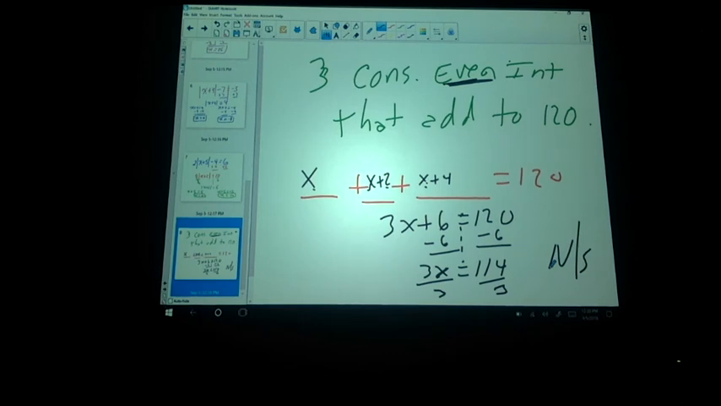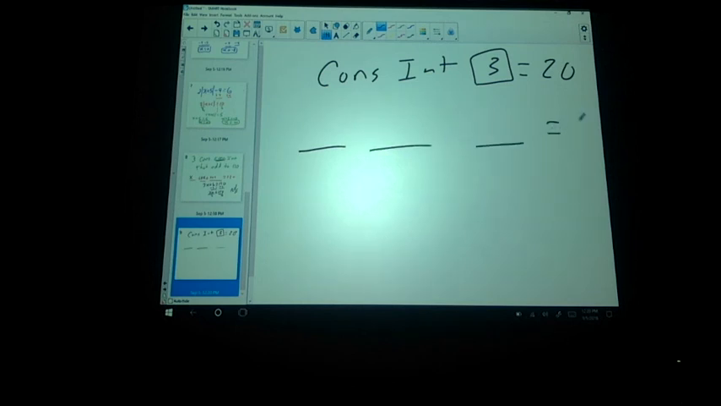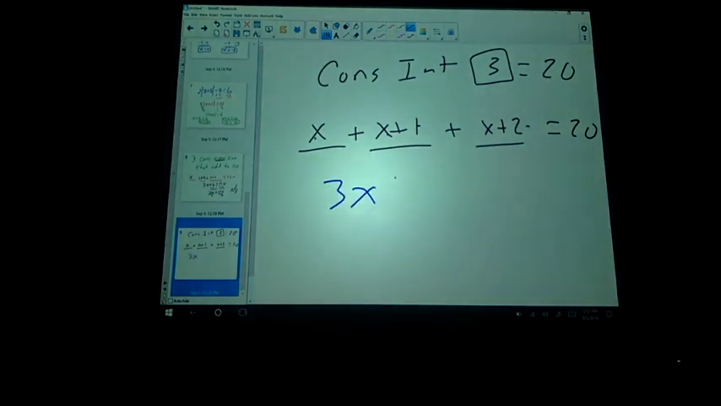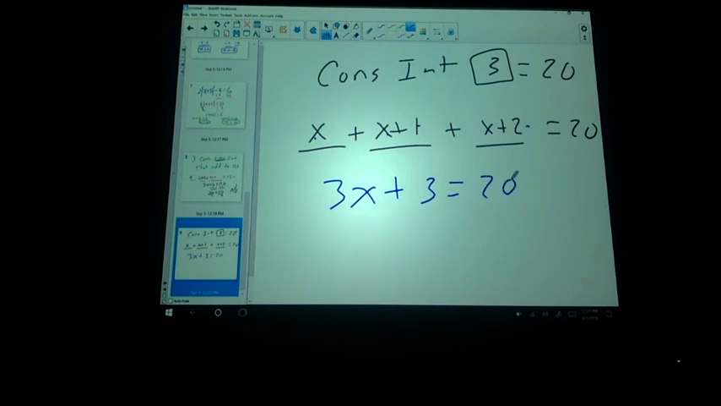Okay, so if we had consecutive integers, and let's say there was 3 of them, and they added to 20, then it would look like this. So I'd have the x, x plus 1, and x plus 2. So I get x plus x plus x, which is 3x, 1 plus 2, which is 3, equals 20. And then we go and solve that. And again, this one's not going to work because I can't make them up quickly enough. But that would definitely work. So those are all things.